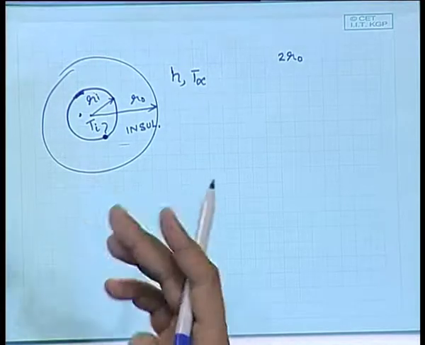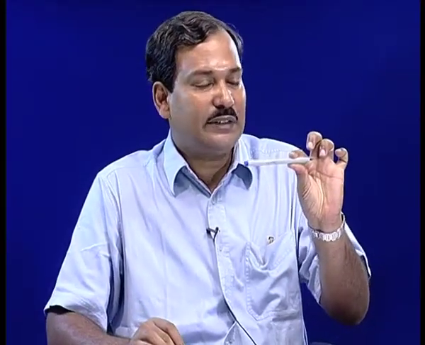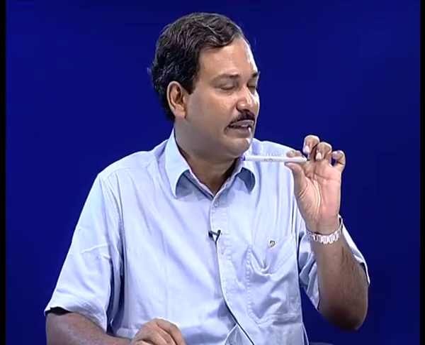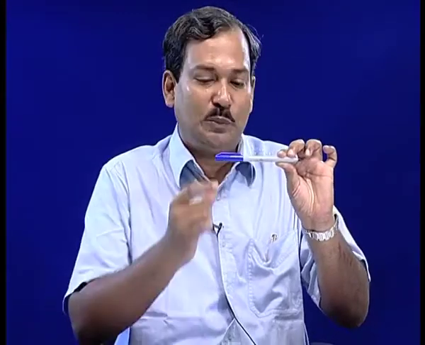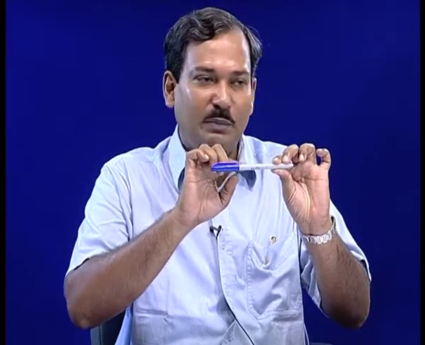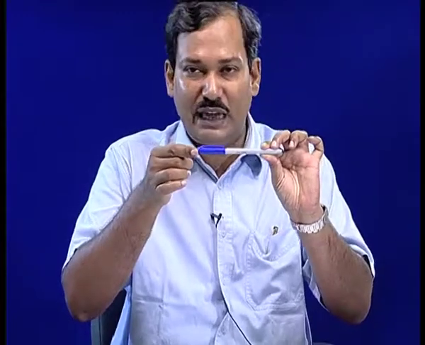Let me repeat the question. Let us say I have this as a pipe, and it is hot, its temperature is 100 degrees centigrade. In order to maintain it at 100 degrees centigrade, what I would do is put an insulation around it. Putting the insulation increases the resistance for heat flow from the pipe to the ambient, where the convection coefficient is H.